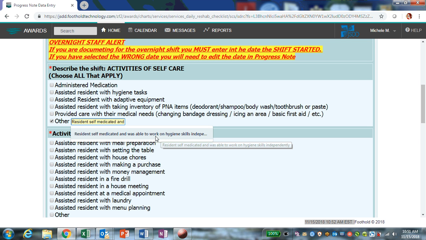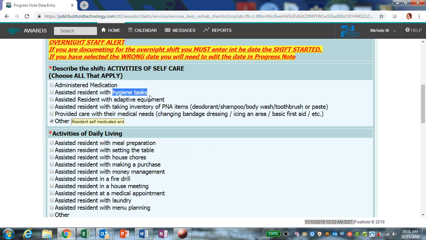Self-medicating and was able to work on hygiene skills independently. Yeah, it has a dot, but it should say independently. Okay, so this is what I wrote. Resident self-medicated, so they administered their own medication, and was able to work on hygiene skills. And I notice the word hygiene is right here. So just be mindful of spelling.